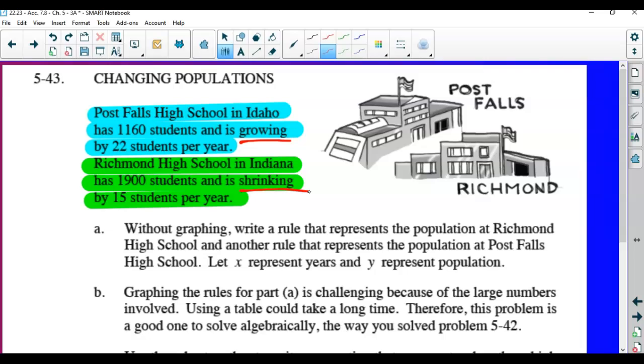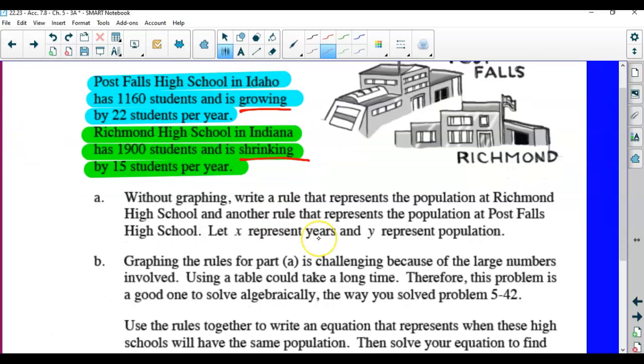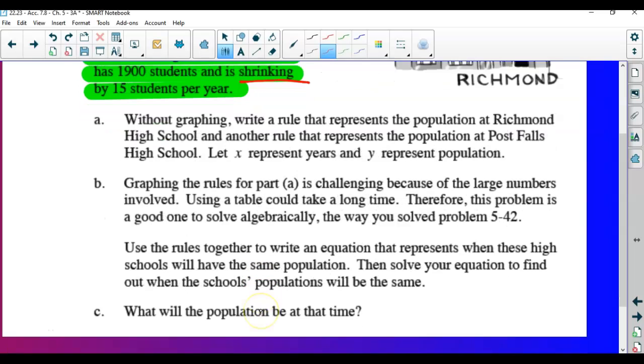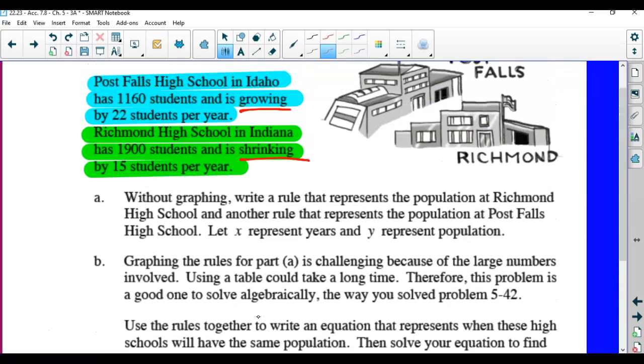Then when will they have equal populations? So if we scroll down to C, we're actually trying to figure out when will they have equal populations, right? If I scroll on down to C. So step one, write your equations. Then step two, when, like in how many years, or will it be a partial amount of years, when will the populations be the same? And what will that population be? Right, so I'm going to scroll back up because I can't show everything at the same time.